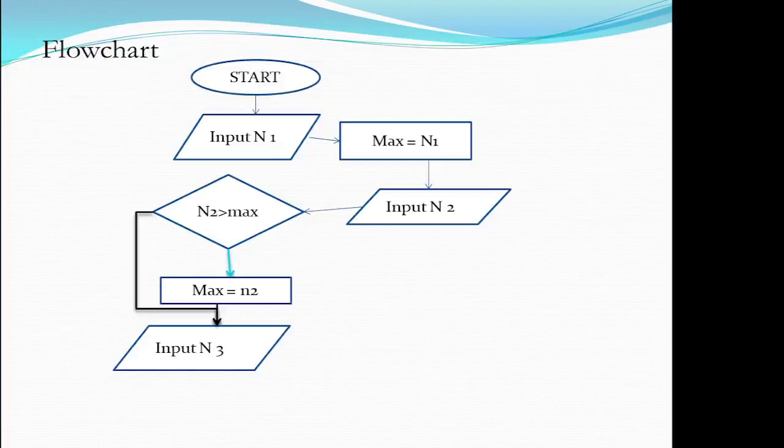So what's next now? We took n3. So again we need to check whether n3 is greater than max. Max contains one value now. If n2 is greater than max, the value of max is n2. If n2 is less than max, which means n1, the value of max is n1. Then let us check. Again let us create a diamond condition, where we compare whether n3 is greater than max, because max contains n1 or n2 based on the condition. n3 is greater than max.